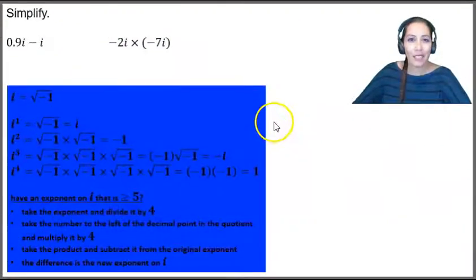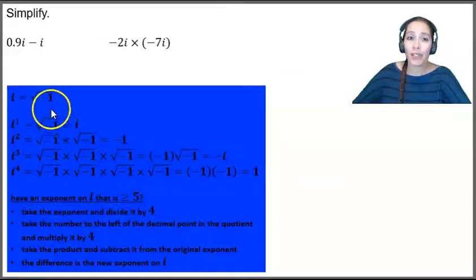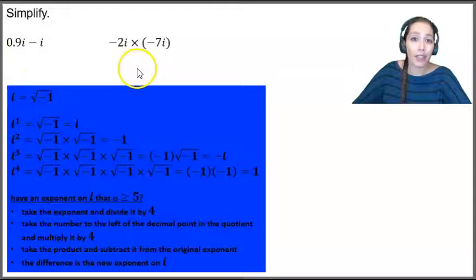Now that we have Chloe's tips and tricks, we can go ahead and simplify both of these expressions. We know that when we take the square root of negative 1, we actually get i. Anytime you have a square root of a negative, you get an imaginary number, and that's what i stands for. When you are adding, subtracting, or multiplying these, we're going to treat i as if it is a variable.